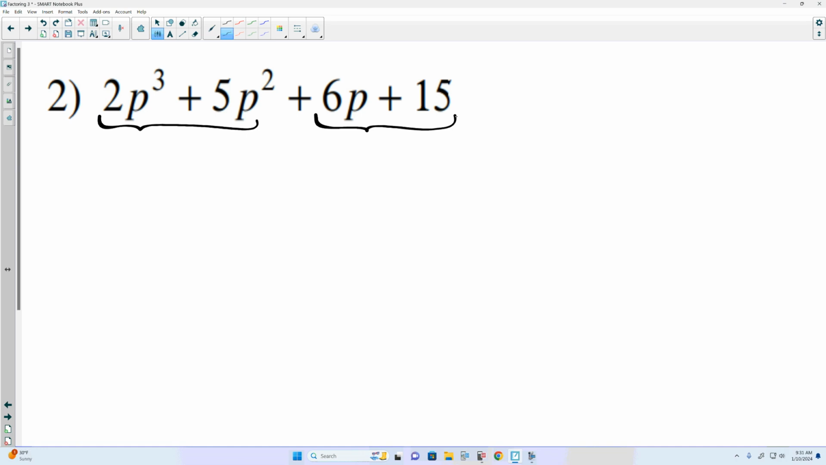Now when we look at the first 2 terms, 2p to the third, 5p squared, is there a like term between the 2? P to the second. So we're going to factor p squared just out of these first 2 terms. It's going to take 2p to the third to be just 2p plus 5.